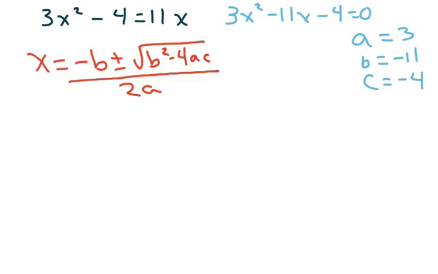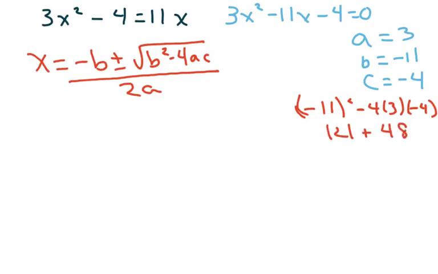So I'm going to take care of the discriminant part first, the part under the radical. That's going to be negative 11 squared minus 4 times 3 times negative 4. So that's going to be 121 plus 16 times 3 is 48. And that's going to give us 150 or 68. All right. No, 169. Yay. It's a perfect square.